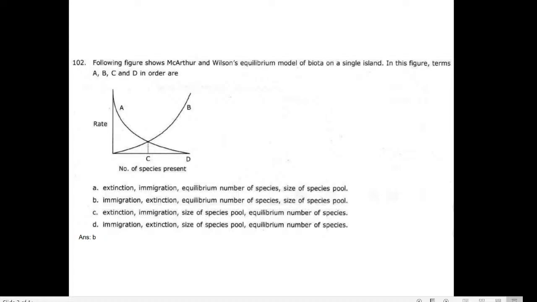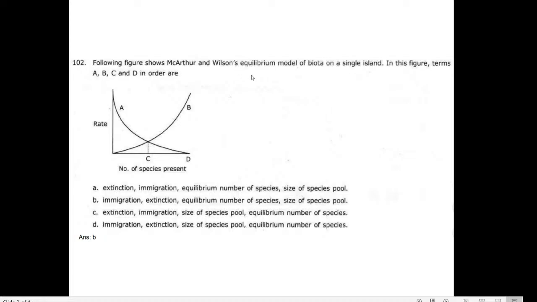Then, the midpoint is the equilibrium number of species. The size of the species pool, that is the fourth one, is the size of the equilibrium pool. This is one concept.